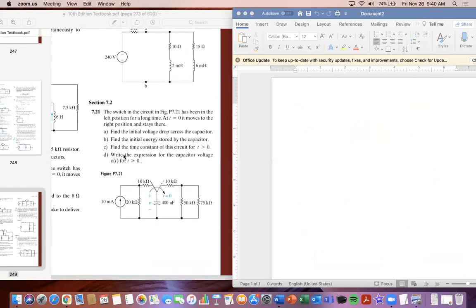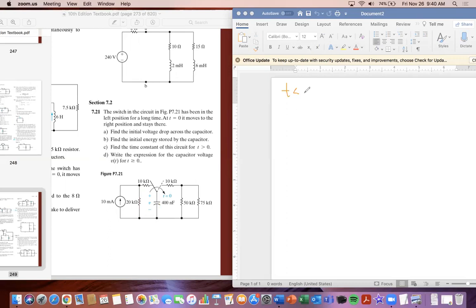Okay, looking at this one. The switch in the circuit has been in the left position for a long time. At t = 0, it moves to the right position and stays there. Find the initial voltage drop across the capacitor. Okay. So what we're going to do, remember, is create the diagram for t less than 0. When t is less than 0, it's just going to be connected to the left-hand side here. So it's going to be this circuit, and that's what I'm going to draw here.